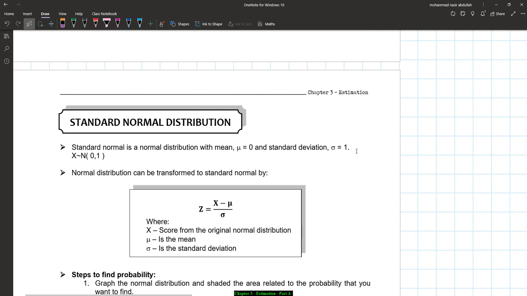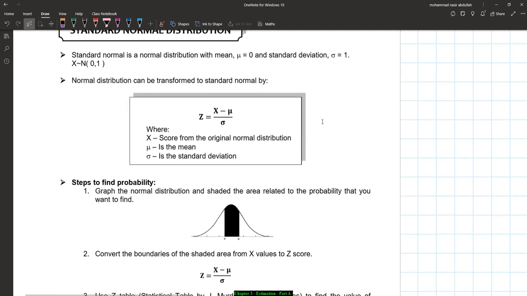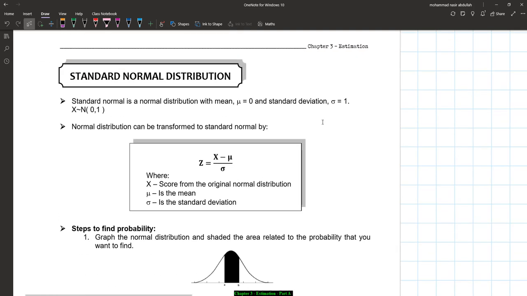So as the sample size increases, as stated by the central limit theorem, right? Kita dah tengok tadi central limit theorem. When the sample size is increased, it will produce a mean equal to 0 and standard deviation equal to 1. So standard deviation equal to 1 and mean equal to 0, we call it the standard normal. Standard normal is a normal distribution with mean equal to 0 and standard deviation equal to 1. So this is the notation for the standard normal distribution.